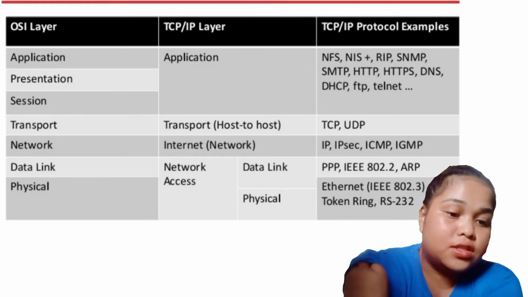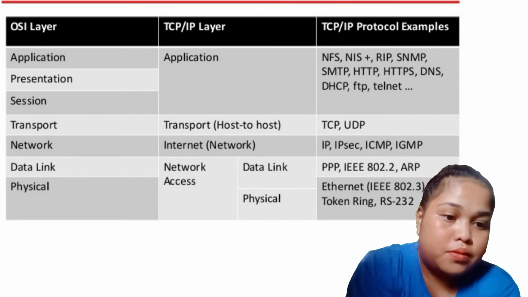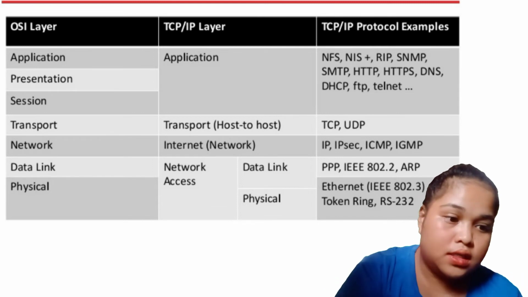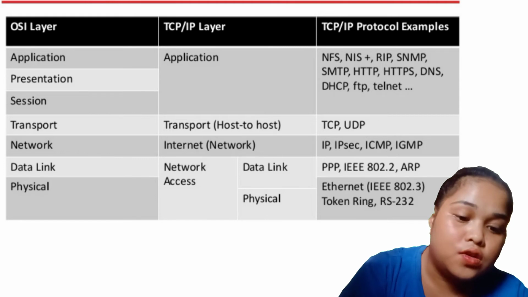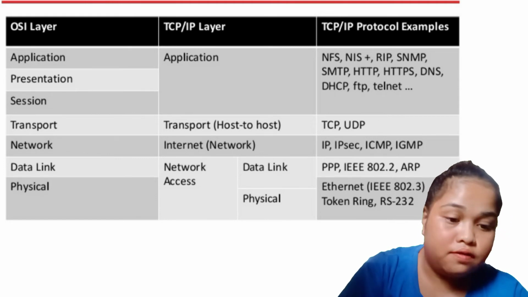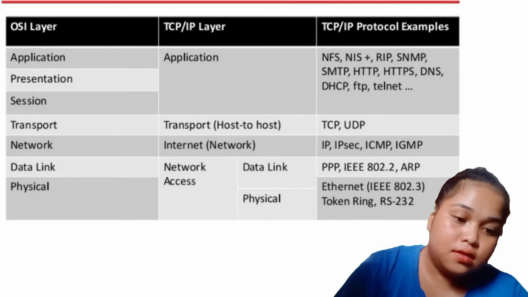So the next is the transport, which has the TCP/IP layer as transport or host to host. Examples are TCP and UDP. The rest are already given in the table, so you can just see it.